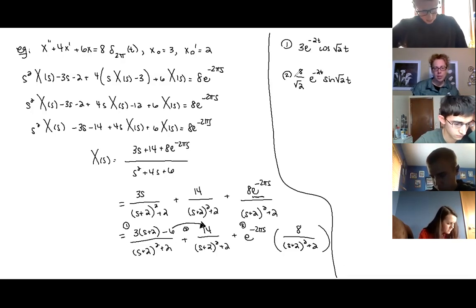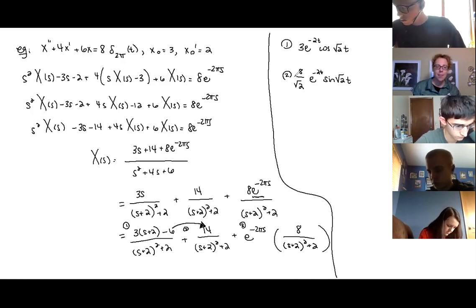Piece number 1 should be a cosine, and then piece number 2 should be a sine. And because piece number 2 is a sine, you're going to need to do a little bit of messing with coefficients on the top for piece number 2.